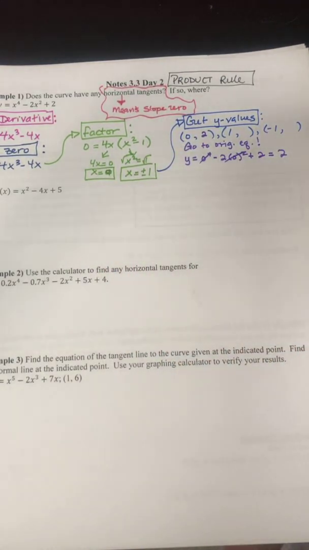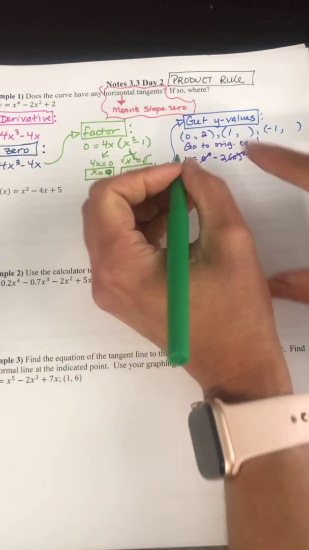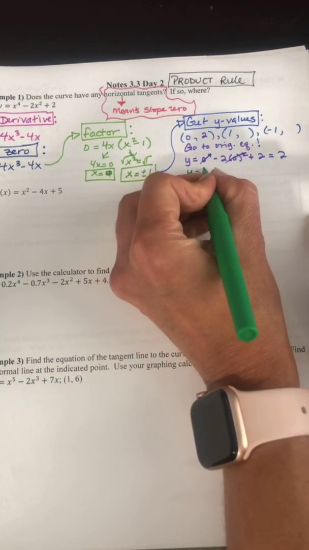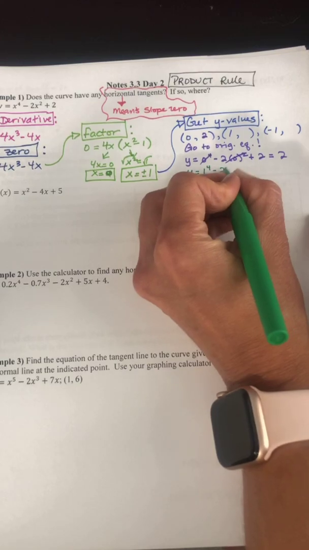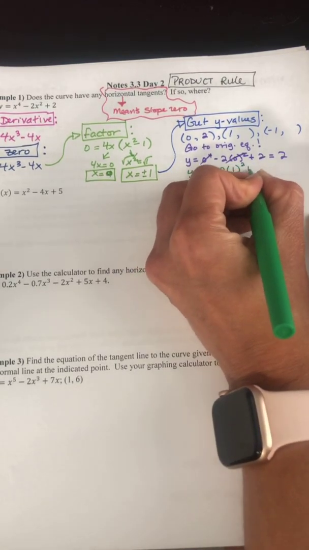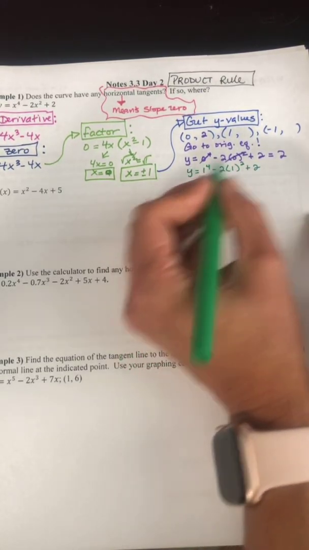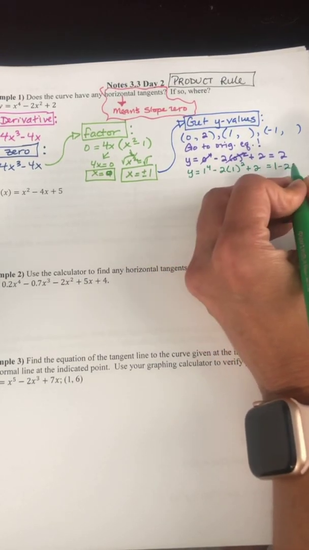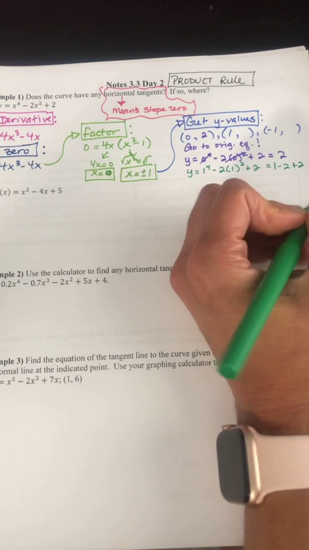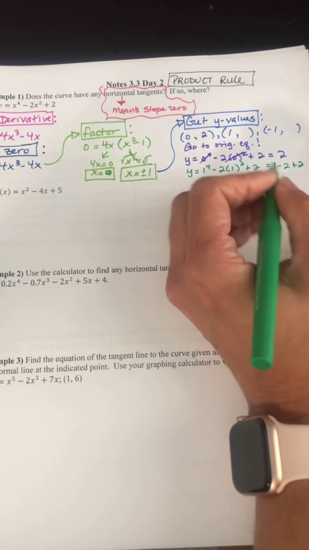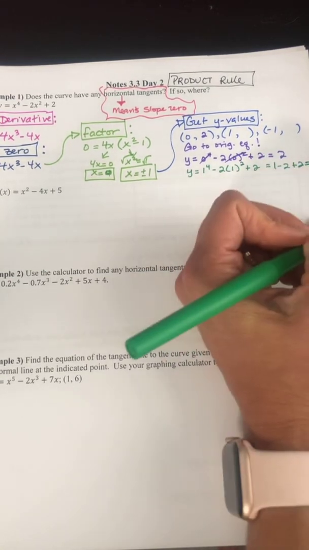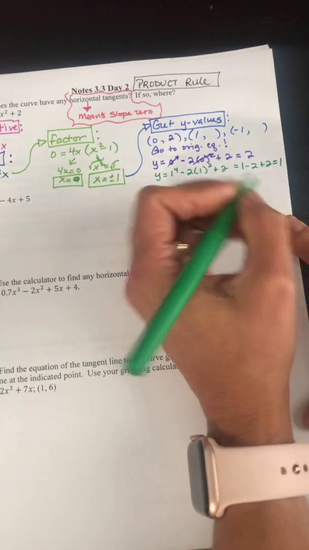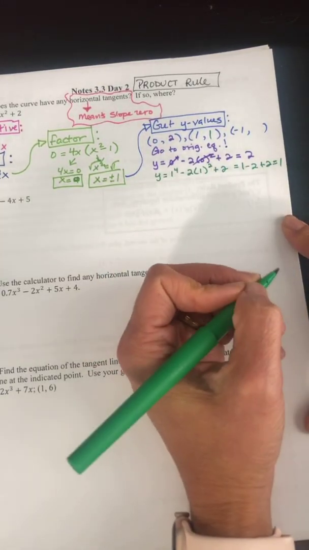For the next one, do the same thing, but plug in a 1 now. So y equals 1 to the 4th minus 2 times 1 squared plus 2. So that will be 1 minus 2 plus 2. Well, the negative 2 and positive 2 are going to cancel each other out, so this is just going to equal 1. So when x is 1, y is 1.